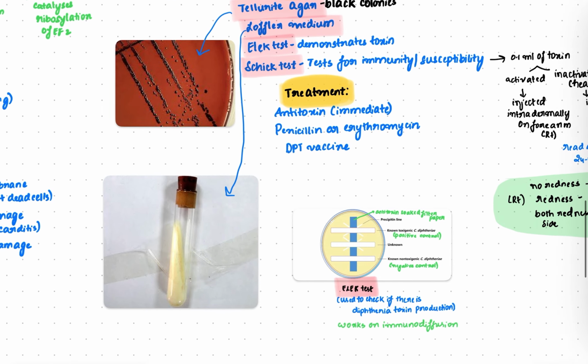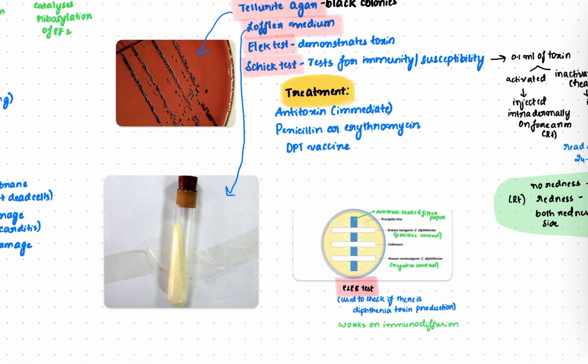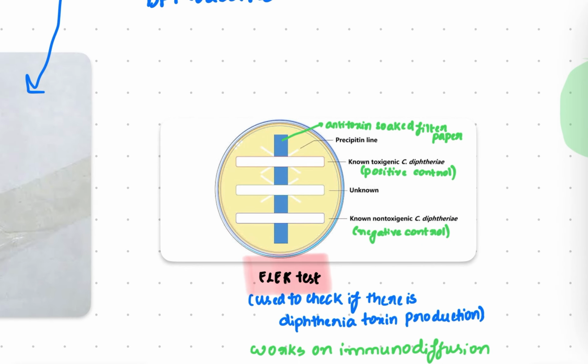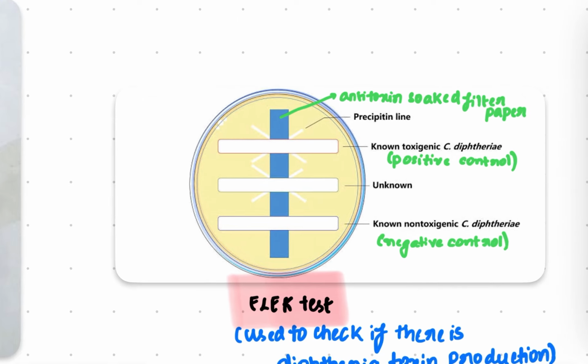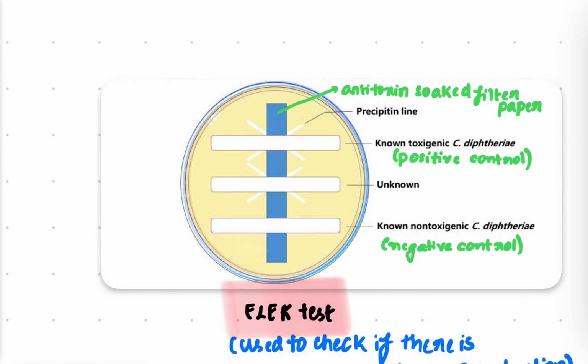Coming to the Elek test, it is used to check if there is diphtheria toxin production. This works on the principle of immunodiffusion. On an agar plate, we place an antitoxin soaked filter paper. At right angles to this, we place 3 strips. The first strip is toxigenic Corynebacterium diphtheriae, which is a positive control, and the last strip is non-toxigenic Corynebacterium diphtheriae, which is a negative control, and the middle strip is the test we are doing for the person.